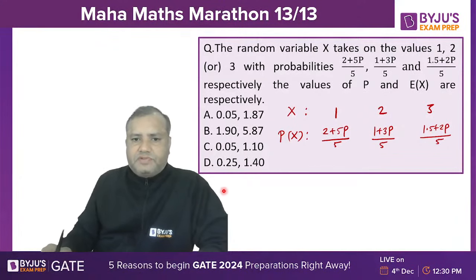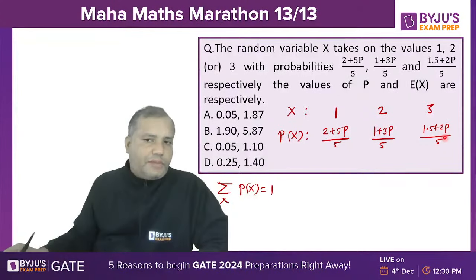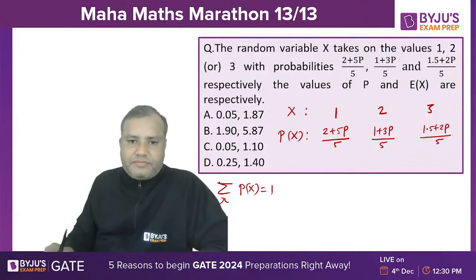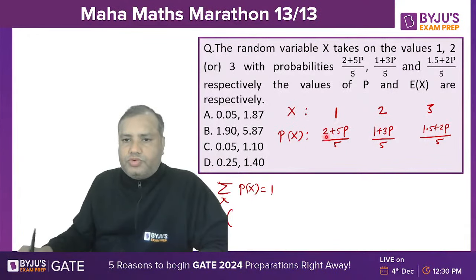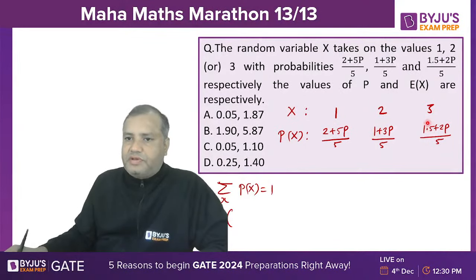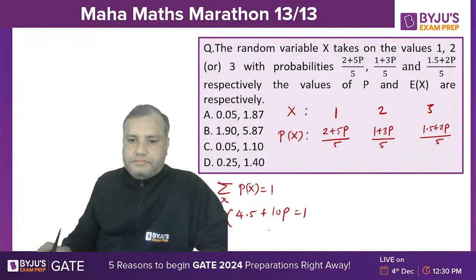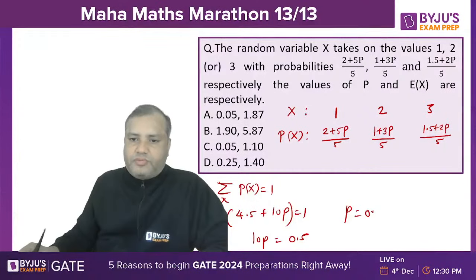Very simple. Summation over all the values of x, p of x should be 1. The sum will be 1. So 5 will be the LCM. 1 by 5 is out. 2 plus 1, 3, and 1.5, 4.5. 5p plus 3p, 8p, 8p plus 2p, 10p. So 10p equals 5 minus 4.5, 0.5. p will be 0.05.